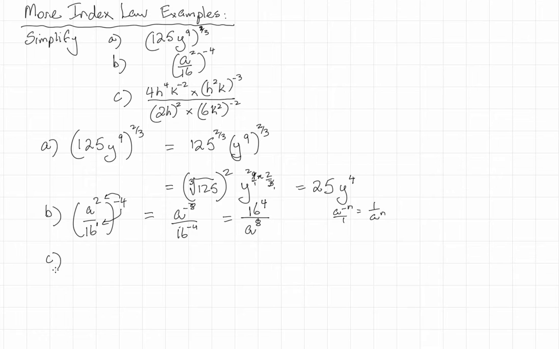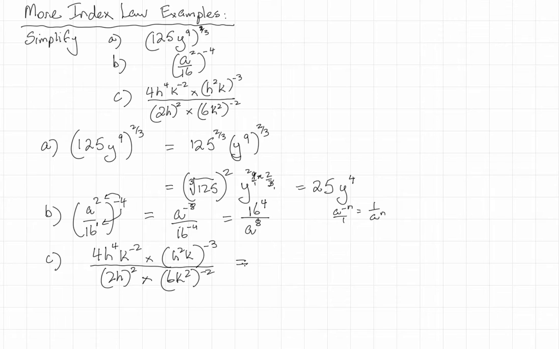And the third one, we've got, once again, I'll just write it down, 4h to the 4th, k to the minus 2 times h squared. And as I'm doing this and as you're writing it out, you're thinking, now what index laws am I going to use? I've got some brackets there, so maybe I'm going to get rid of the brackets first. And another technique for this is to simplify the numerator, get that all as a single fraction, get this all as a single fraction, and then see what can be cancelled down at the end.